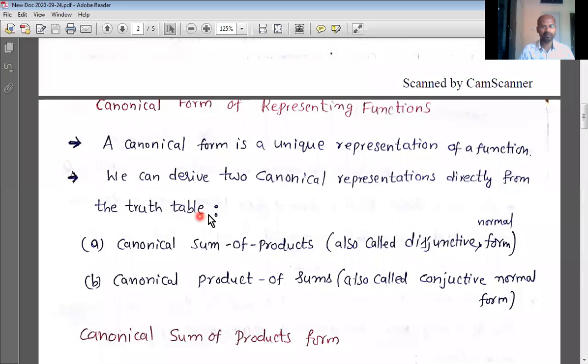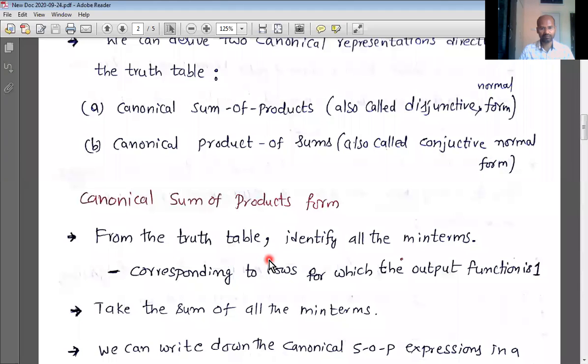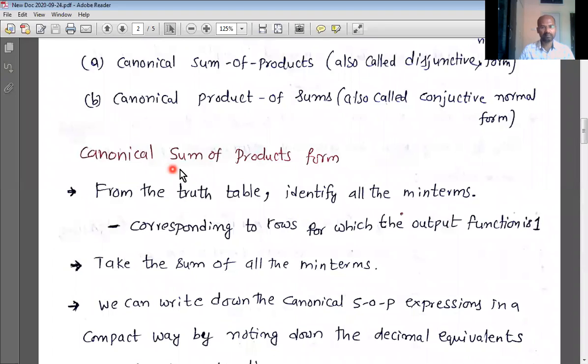Directly from the truth table we can write down the canonical form, both sum of products and also product of sums. That is one thing. The other thing is, if the truth table is not given and the function is given directly, then too we can write down the canonical forms. That we will see later. We'll begin with the truth table. If the truth table is given, how to write the canonical sum of products and also the canonical product of sums. Let's see one after the other. We begin with canonical sum of products.